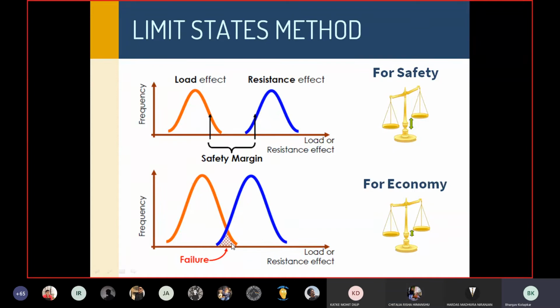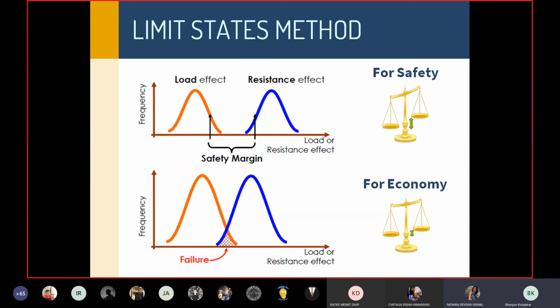So in the lower graph, where the graphs are meeting, at that point the capacity is equal to demand, right? And the shaded part, the failure part, is where the demand gets more than the capacity.